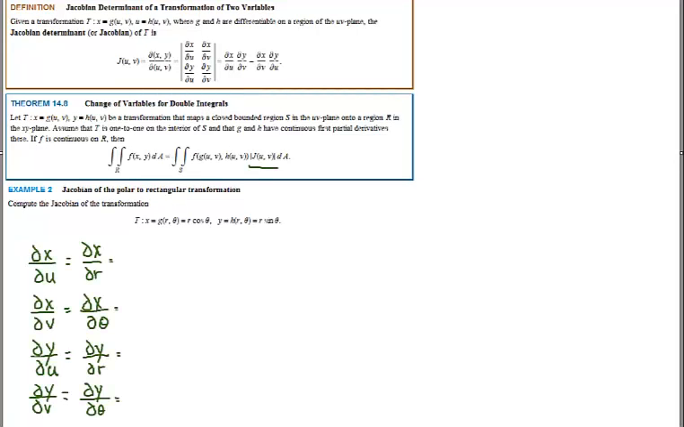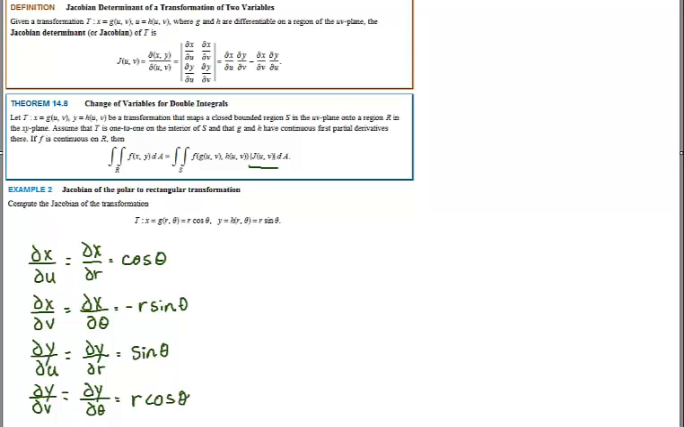So let me write some of this out. I'm going to find the partial of x with respect to r. That would just be cosine theta here. Partial of x with respect to theta, that's going to be minus r sine theta. Partial of y with respect to u, or in this case r, that would be just sine theta. Partial of y with respect to theta, in this case that's going to be r cosine theta.